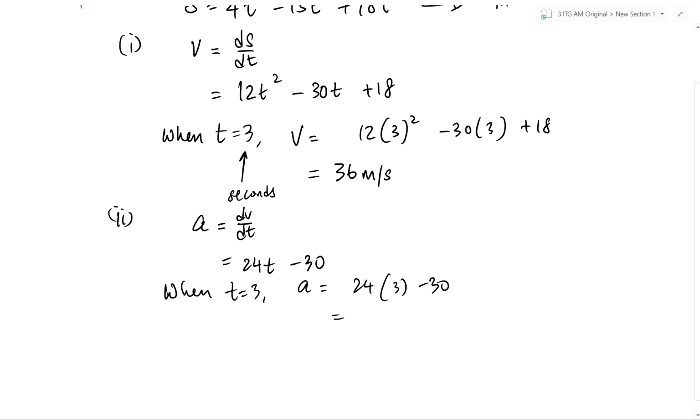42, is it? Okay, 42 meters per second squared. Now what does this imply at time equals to 3? Am I speeding up or slowing down at time equals to 3? I'm speeding up at time equals to 3. And what is my velocity at time equals to 3? 36 meters per second. Do you have an idea of what's happening right now?